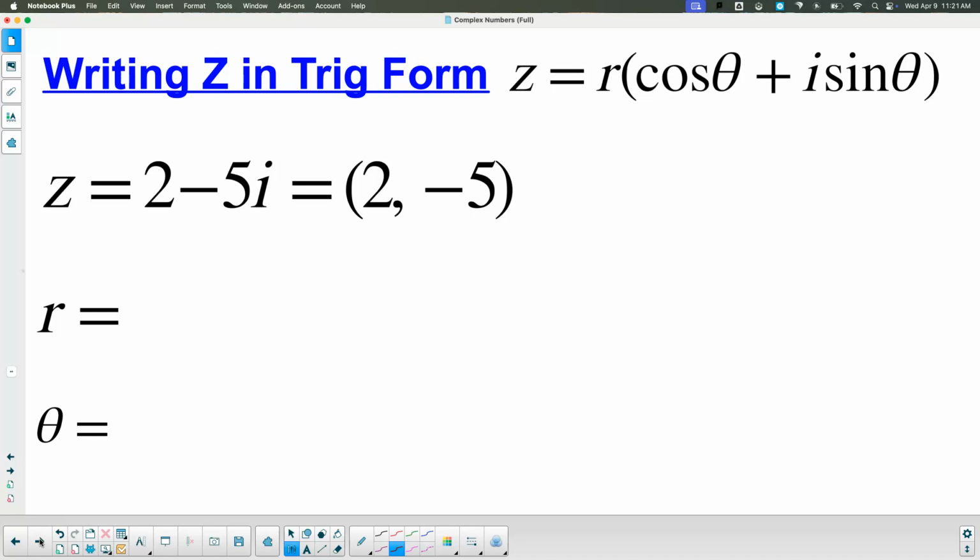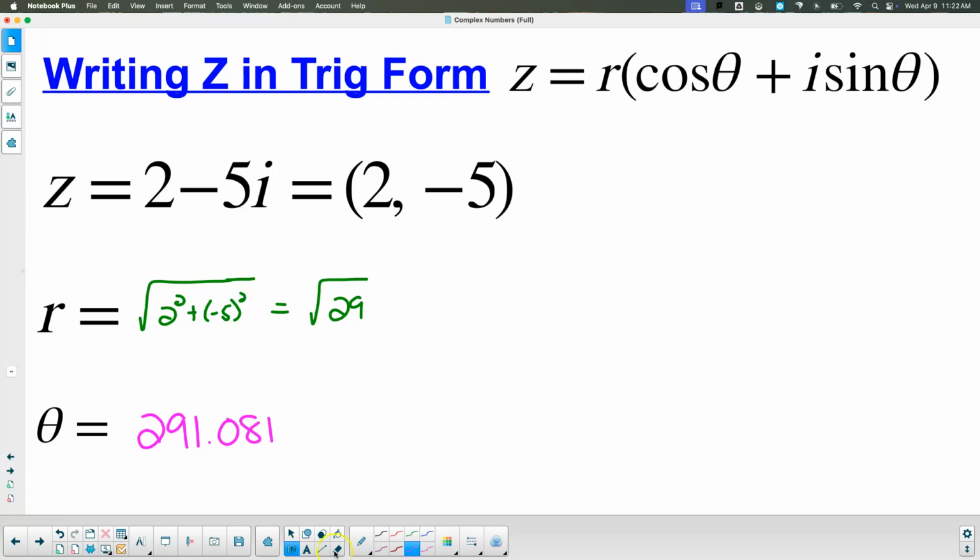This was the second example that we did when we were talking about the trigonometric form, right? What did we have for an r value before? Square root of 29, okay, because it's 2 squared plus negative 5 squared gets me the square root of 29. We also did the theta value. Does anybody remember what the theta value was? 291.801?